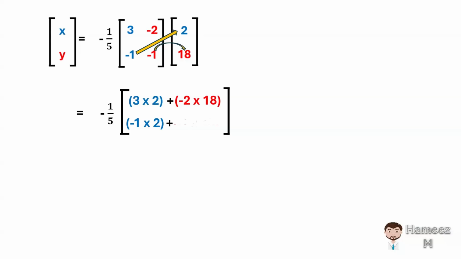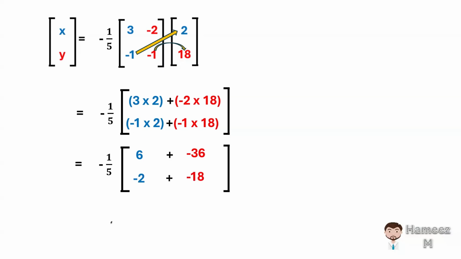So now that we have that, we are ready to solve. We can simplify. Minus 1/5 on the outside, 3 2s are 6. Minus 2 by 18 is minus 36. Minus 1 by 2 is minus 2. Minus 1 by 18 is minus 20. So that actually simplifies. Minus 1/5, 6 plus minus 36 is minus 30. Minus 2 plus minus 18 is minus 20.